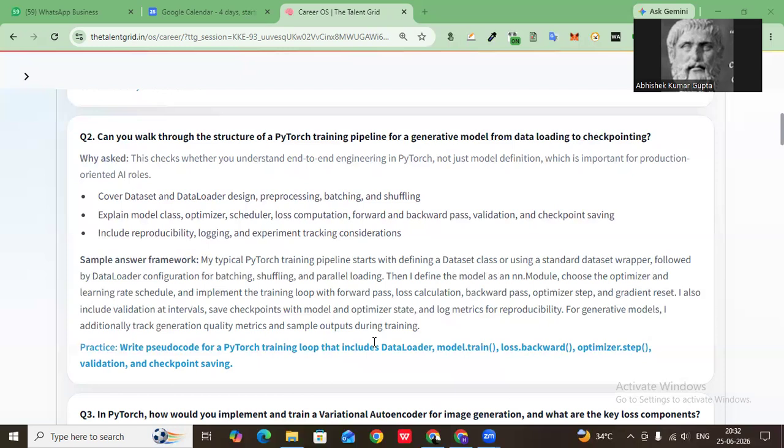Then there is an infra aspect also. We could initialize the model class and move it to the target device. When I say target device, I'm referring to CUDA or something similar to this. And we can create an instance of the optimizer, whatever optimizer we are using, Adam or something like that.